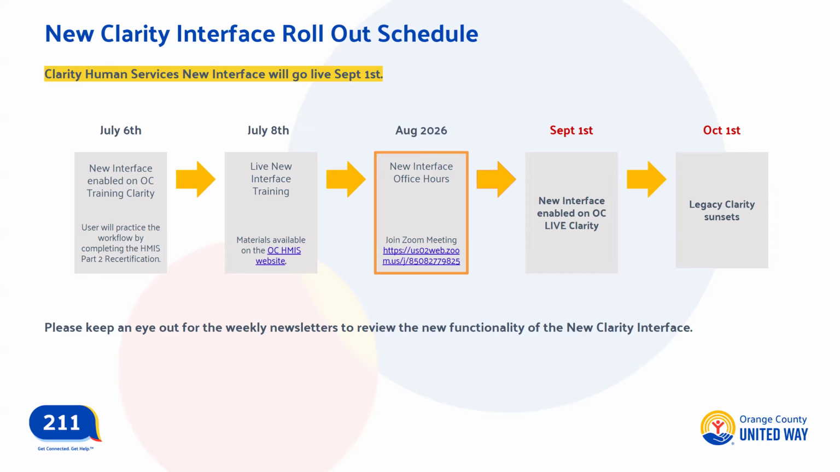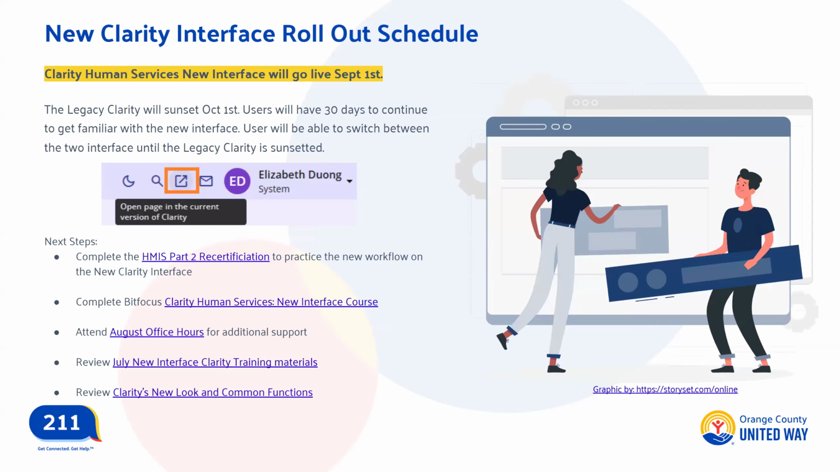So we wanted to let you all know to go ahead and continue to practice and get familiar with the new interface. As mentioned previously, the legacy Clarity will sunset October 1st, so users will have 30 days to get familiar with the new interface. Users will still be able to switch between the two interfaces until the legacy Clarity is sunsetted.